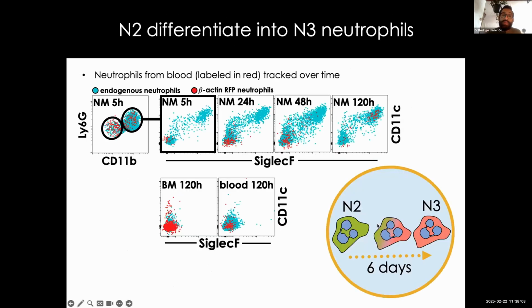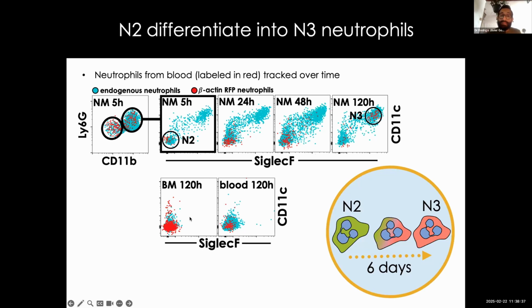To test this, we injected fluorescently labeled neutrophils from bone marrow or from blood into the blood of an animal that is not labeled. We can find these neutrophils, labeled in red, as early as 5 hours after injection, with a profile that is double negative for Siglec-F or CD11c, which is consistent with the N2 profile. It's only after 6 days that we see an increase in these two markers to develop a fully N3 profile, consistent with the N3 phenotype.